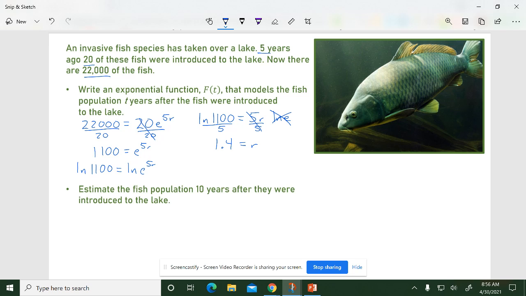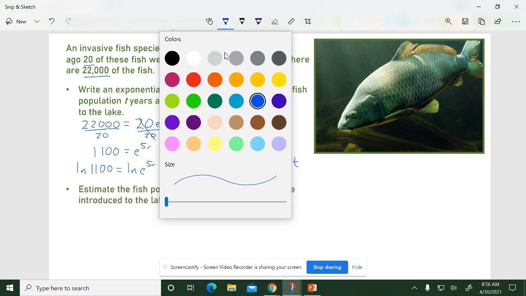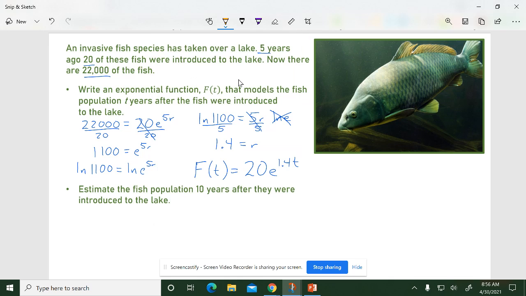So we're going to go f of t, so number of fish after t years, equals the initial amount, which was 20, times e, and then our exponent is rt, rate times time. The rate is 1.4, we just discovered that, and then t is our variable. So 20e to the 1.4t, that's our function. Now the second part of this, we just have to plug in. We have to find the fish population 10 years after they were introduced to the lake. So let's go ahead and do that.